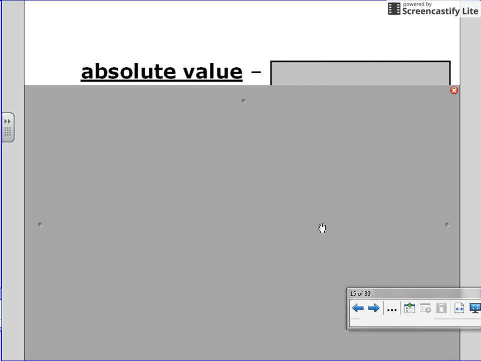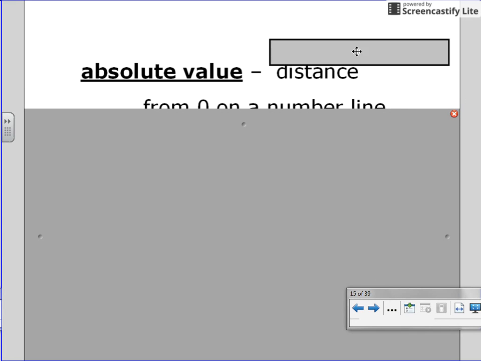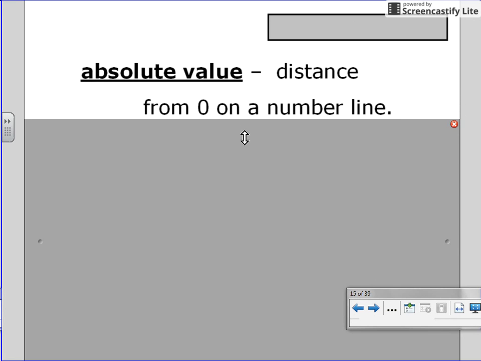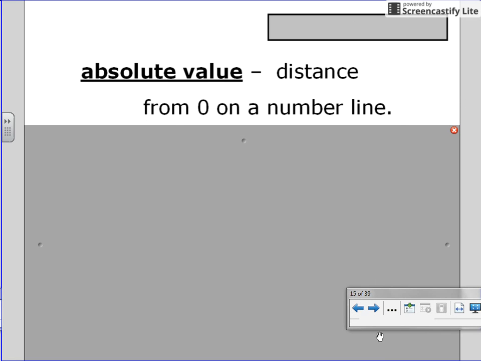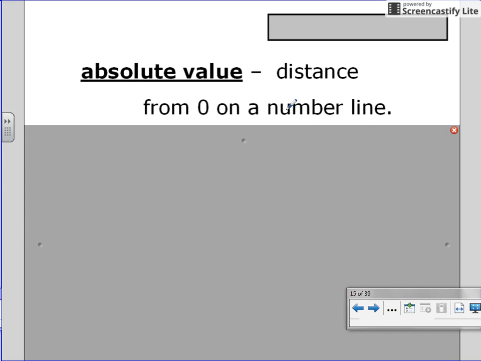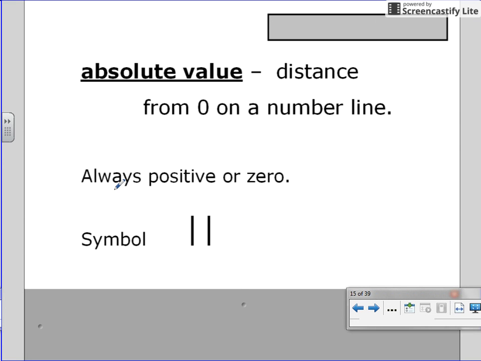Now we've got to talk about what this term absolute value means. Here's what it means. Absolute value refers to a distance. When you measure it, you're thinking how far we're going from here to here. Specifically, we're always measuring from 0 on a number line, and you're telling me how many units away you are. How far you are from 0 on a number line. It's always a positive number or 0.